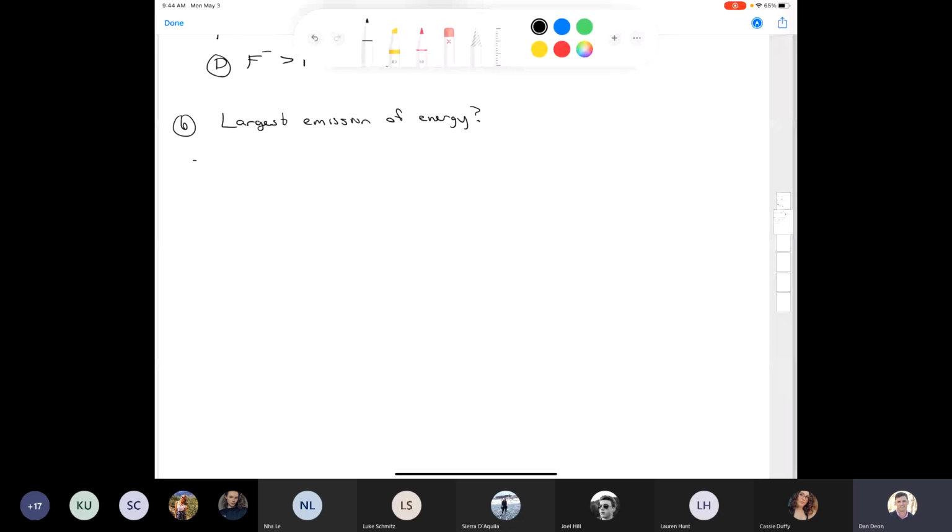Largest emission of energy, we've got N is equal to 2 to N is equal to 1. We've got an N is equal to 2 to N is equal to 3. We've got an N is equal to 2 to N is equal to 4. And we've got an N is equal to 3 to N is equal to 2. Is there any of these that we could remove immediately?